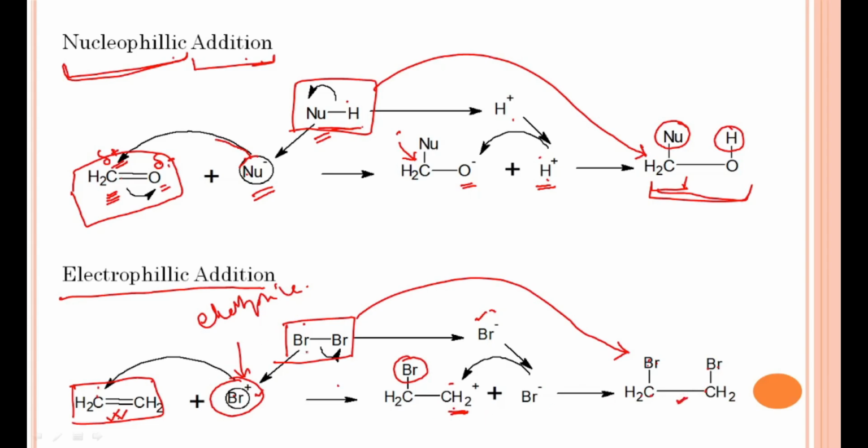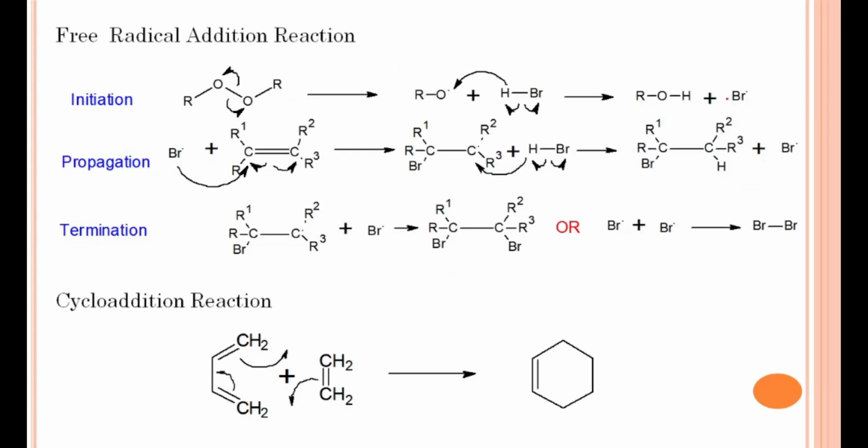As an electrophile is involved here, that's why it is an electrophilic addition reaction. Here a nucleophile is involved, that's why it is a nucleophilic addition reaction. Now what is free radical addition reaction?